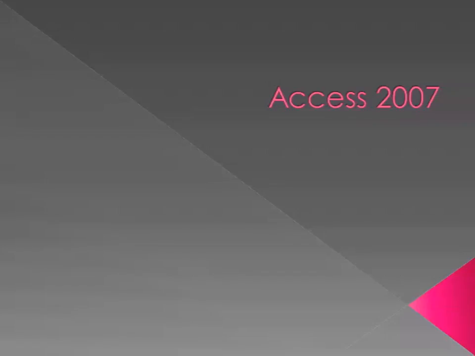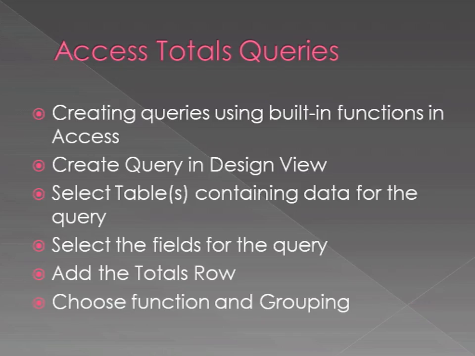In Access 2007, we might want to create a query that performs a calculation for us. For instance, I have a lot of jobs. What's the average wage for all those jobs? What's the highest or what's the lowest? I can create these queries using built-in functions. They're similar to those that you saw in Excel, like average, minimum, maximum.